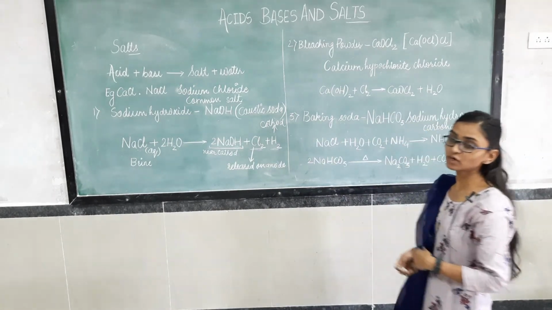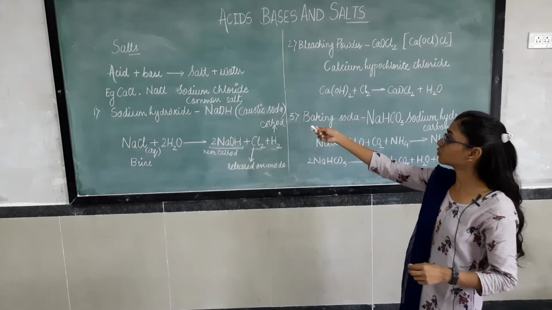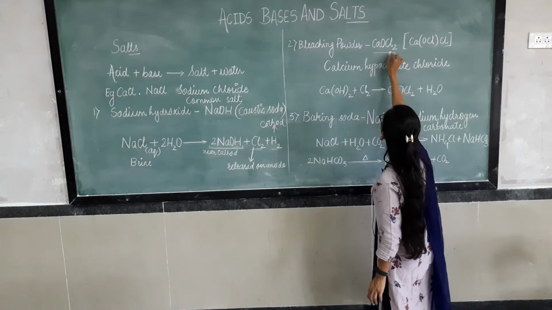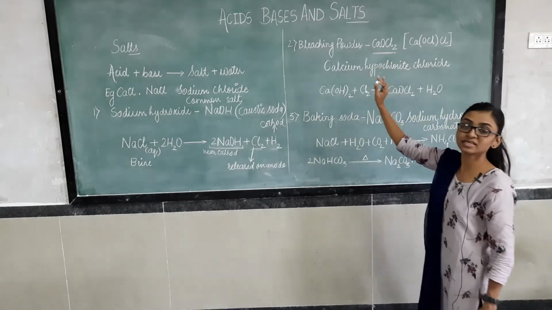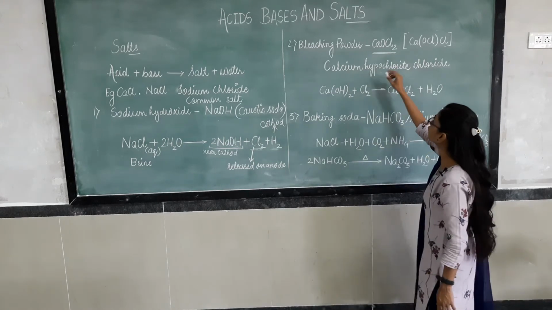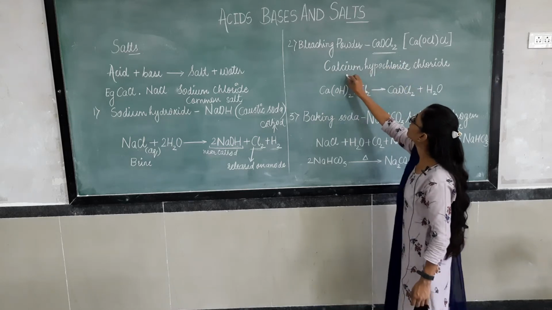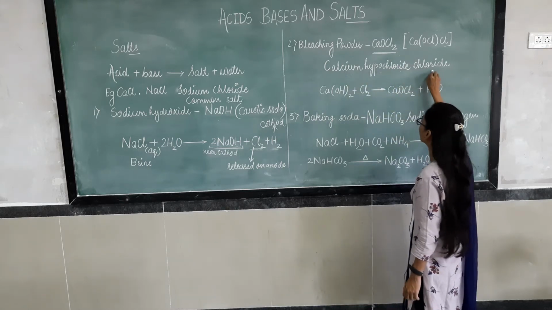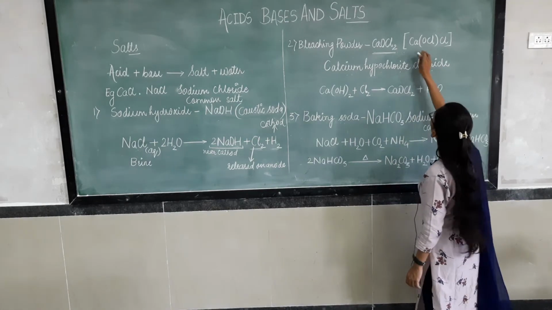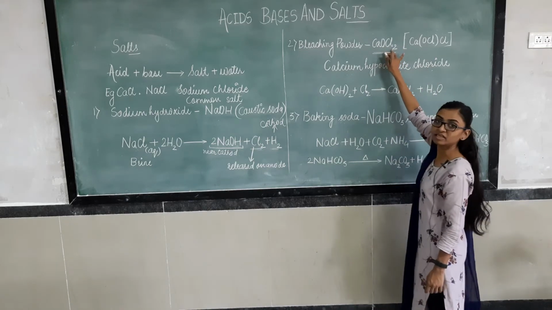Now the second type of salt which is formed by this sodium chloride is bleaching powder. Bleaching powder is what? CaOCl2, right? CaOCl2 is bleaching powder. Commonly it is known as bleaching powder, but its chemical formula is CaOCl2, and the name is calcium hypochlorite chloride. Why is it calcium hypochlorite chloride? Just see here, 2 Cl are present. One Cl is completely bonded with the oxygen.